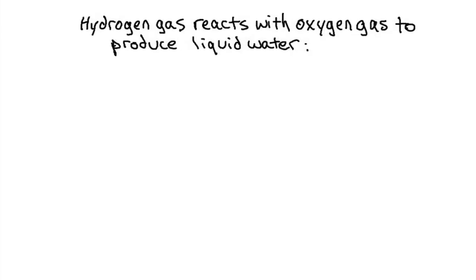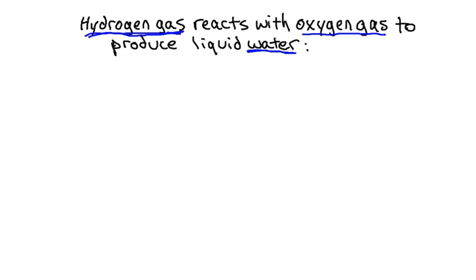So we're going to be balancing some equations using the words, the nomenclature for these compounds, and translating that into a formula and then balancing the formula. So in this question, we have hydrogen gas reacts with oxygen gas to produce liquid water. So what would be the formula for this?